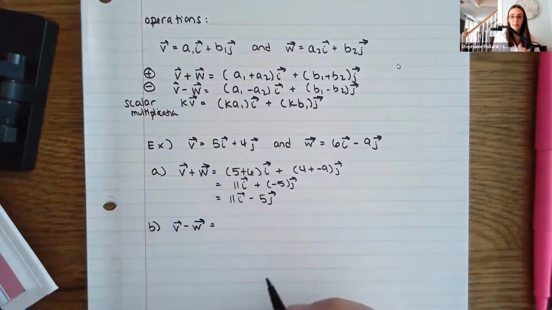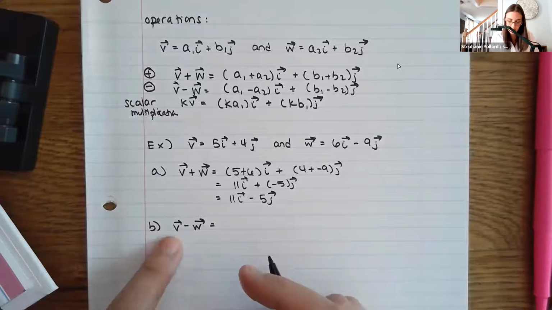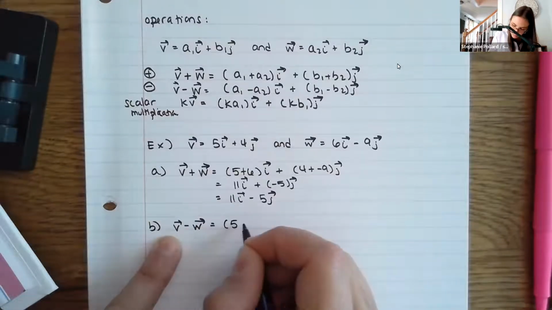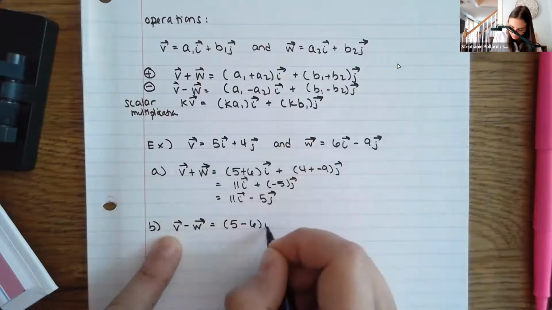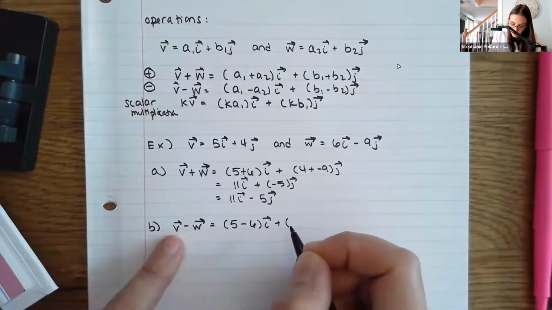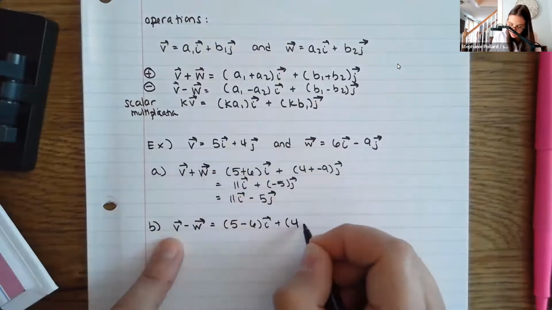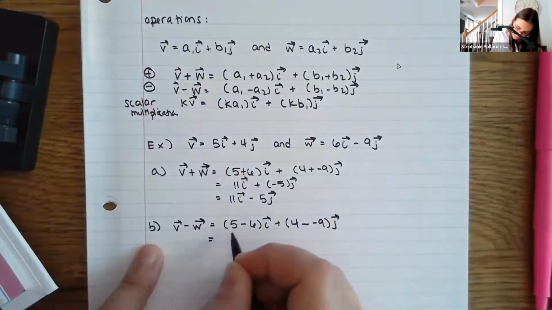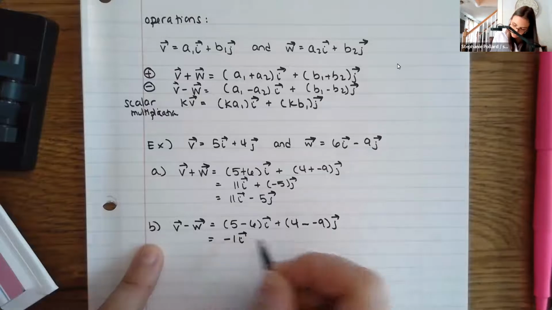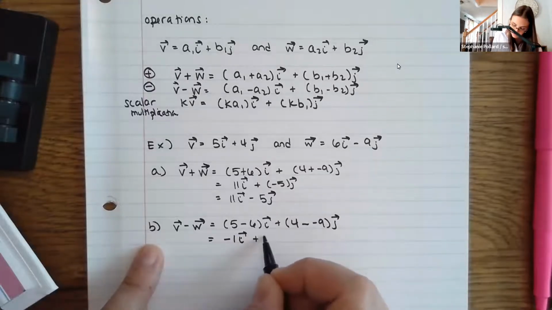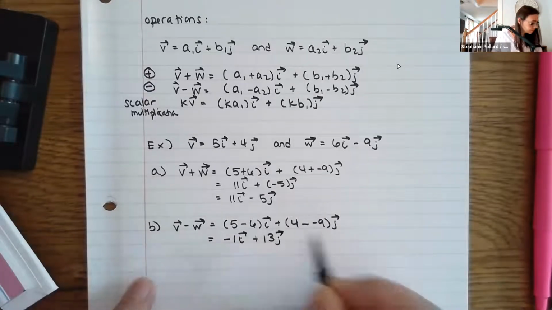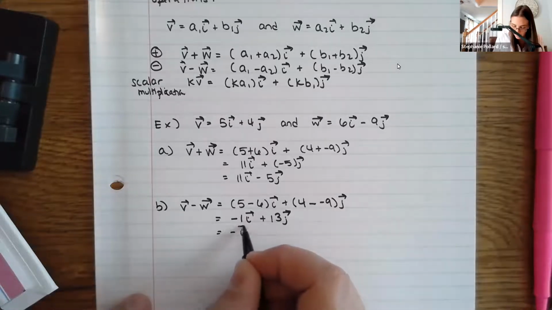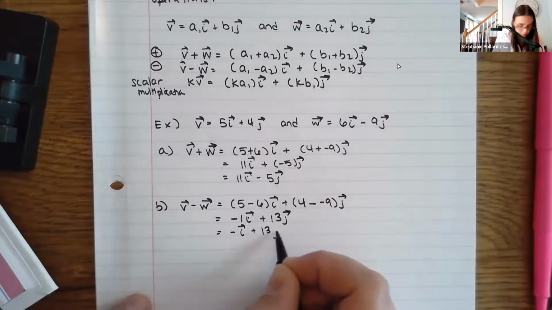We can subtract and do the same thing, just be careful with the order. We're doing v minus w, so you start with the v here. For the i, the v is 5, and over here it's 6. And then for the j part, v has 4, and then minus -9. So I have -1i. Here, those two negatives will cancel and become positive, so plus 13j. You can leave the -1, but you don't have to. So this can just be -i plus 13j.